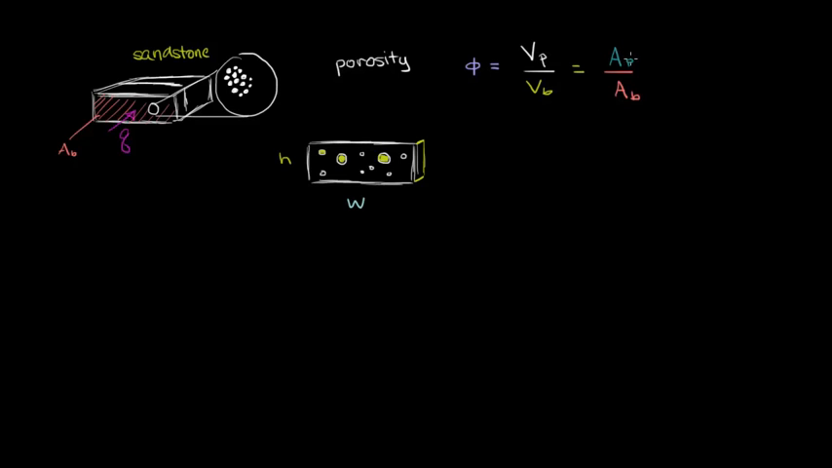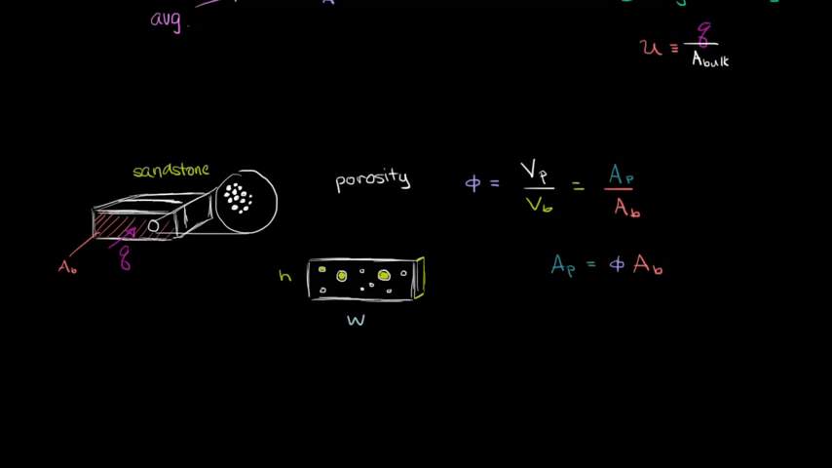And so we can say, okay, A sub P is going to be equal to the product of phi, our porosity, or phi if you like to pronounce it that way, times our bulk area. So now let's go back and look at our definitions for Darcy velocity and our definition for the original velocity, the true velocity that we had.